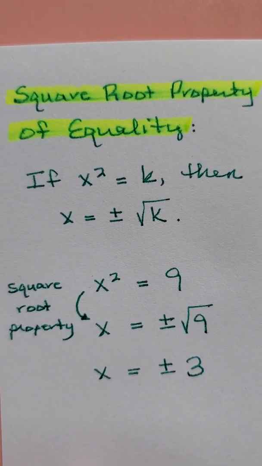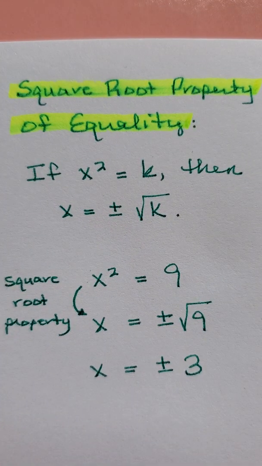Another way we can solve these equations is by using what's called the square root property of equality. It says if x squared equals k, any number k, then x must equal positive or negative square root of k. So using that square root property of equality, if x squared equals 9, then x must equal the positive or negative square root of 9, or x equals plus or minus 3. So solving basic quadratic equations like this, we can either take the square root of both sides and follow through that correctly, or we can use the square root property of equality.